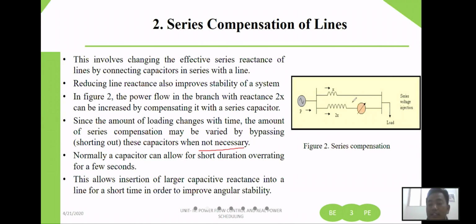So if it is not necessary, it has to be bypassed, and whenever it is required, it has to be used. Okay, so that our stability will increase and the maximum power flow will also increase. This is the property of the series capacitor. The power flow can be controlled by inserting a series capacitor. This is the first way by which we can control the power flow.